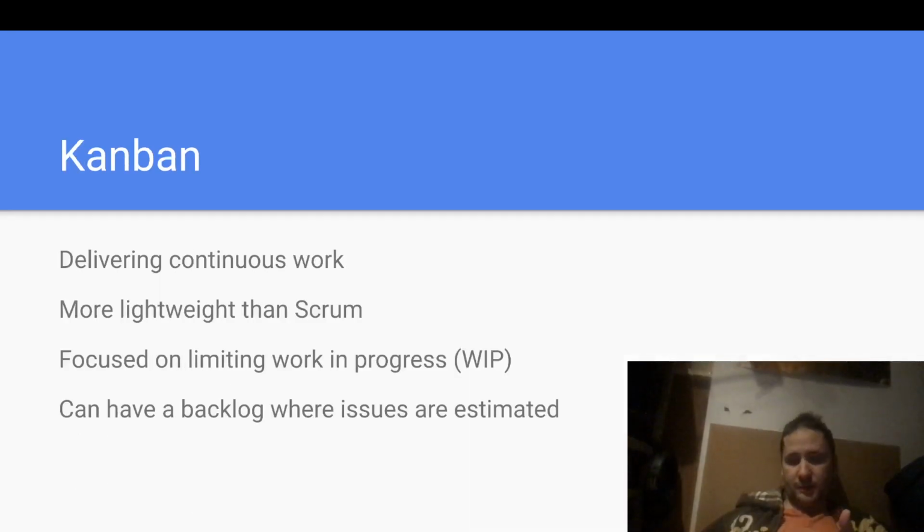And you have the Kanban. Kanban and Scrum are both available within Jira. Kanban is all about visualization. It's all about delivering continuous work. It's not really focused on estimations, it's much more lightweight than Scrum, and it's also focusing on limiting the work in progress, and of course getting things done.